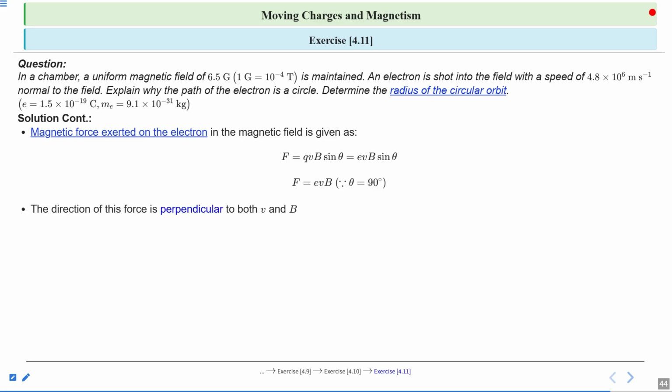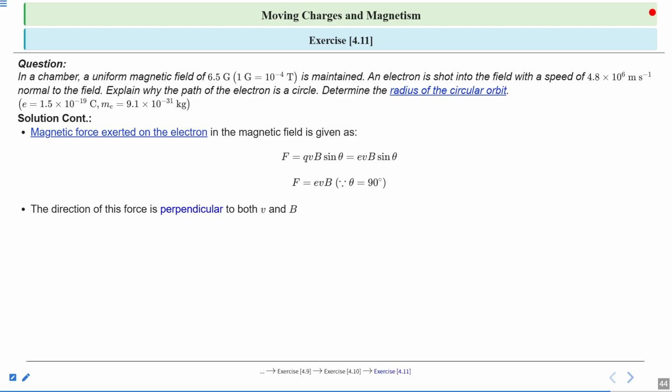The direction of this force is perpendicular to both V and B. So you have to find the direction of force using the right hand rule for vector products. You can also use Fleming's left hand rule, but you may get confused about when to use Fleming's left hand rule and when to use the right hand rule for vector products. That's why I have not mentioned Fleming's left hand rule in the theory section.